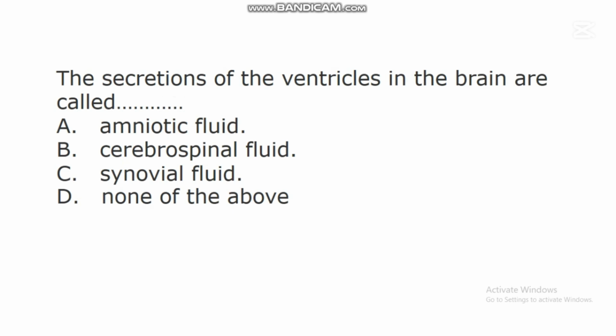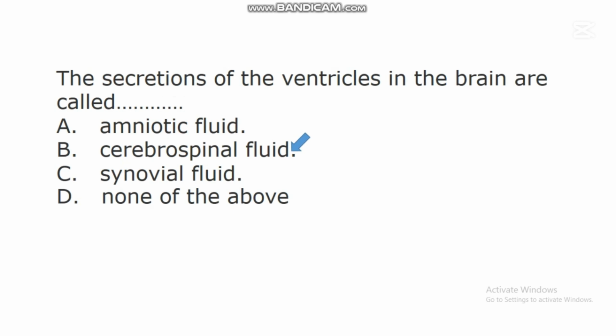The next question says, the secretions of the ventricles in the brain are called dash. A. Amniotic fluid. B. Cerebrospinal fluid. C. Synovial fluid. D. None of the above. In this question, the correct answer is B. Cerebrospinal fluid. Cerebrospinal fluid is the secretions of the ventricles in the brain.